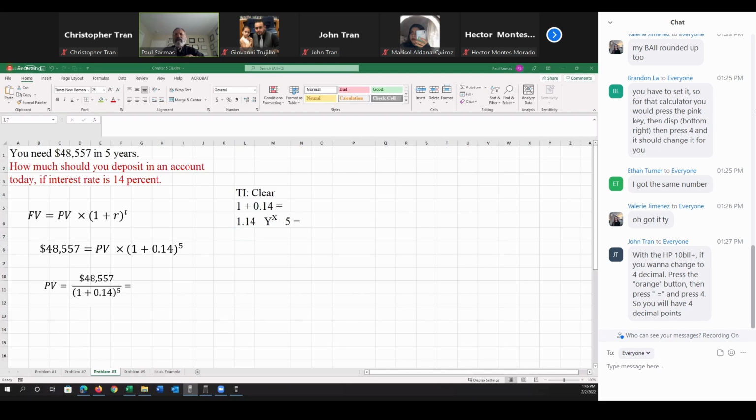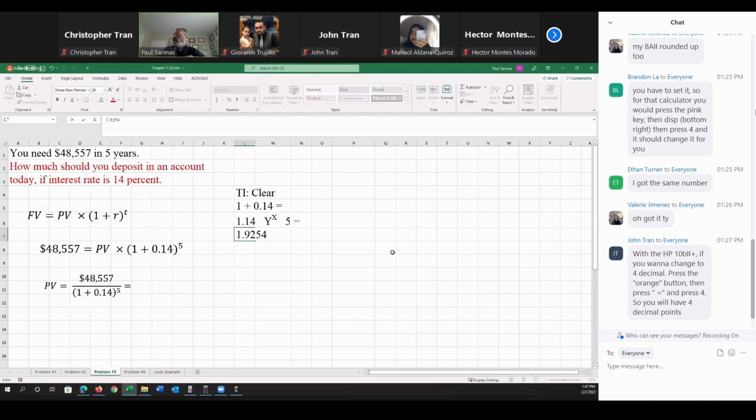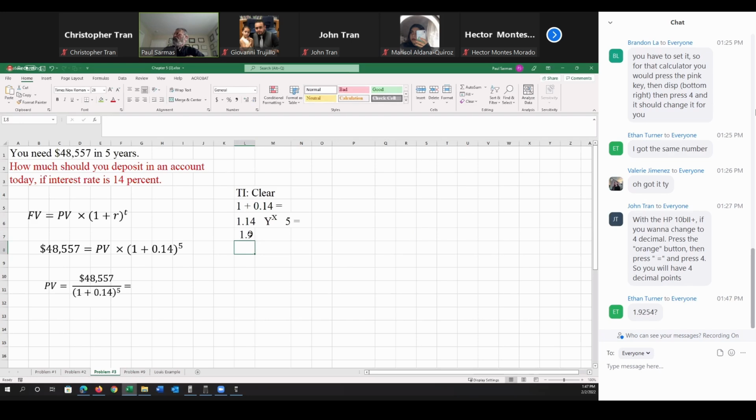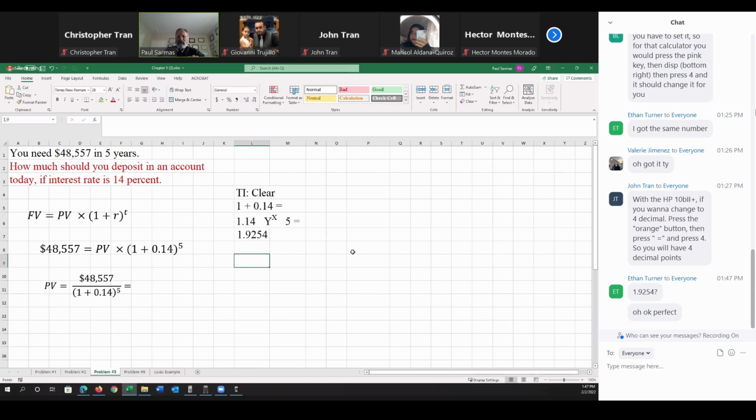1.14, 5, y to the x key, 1.9254. If you have the HP 10B, you clear it, then you do the same.